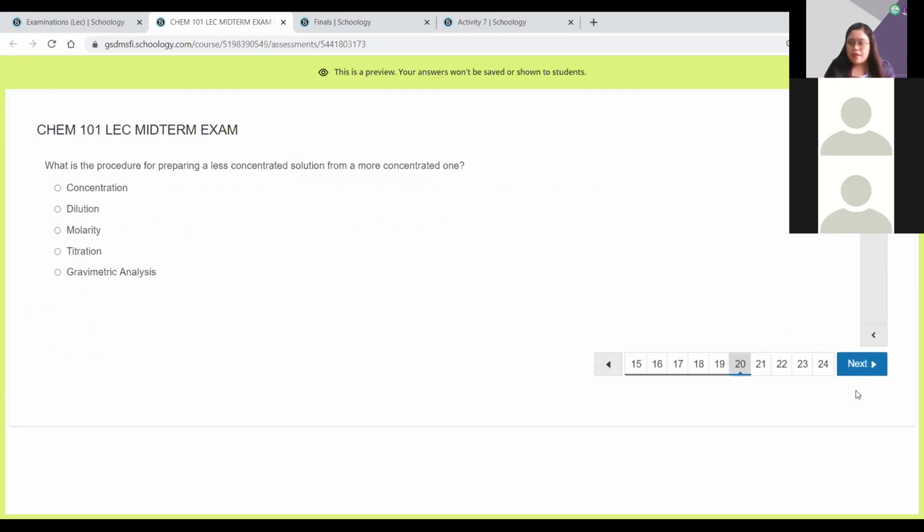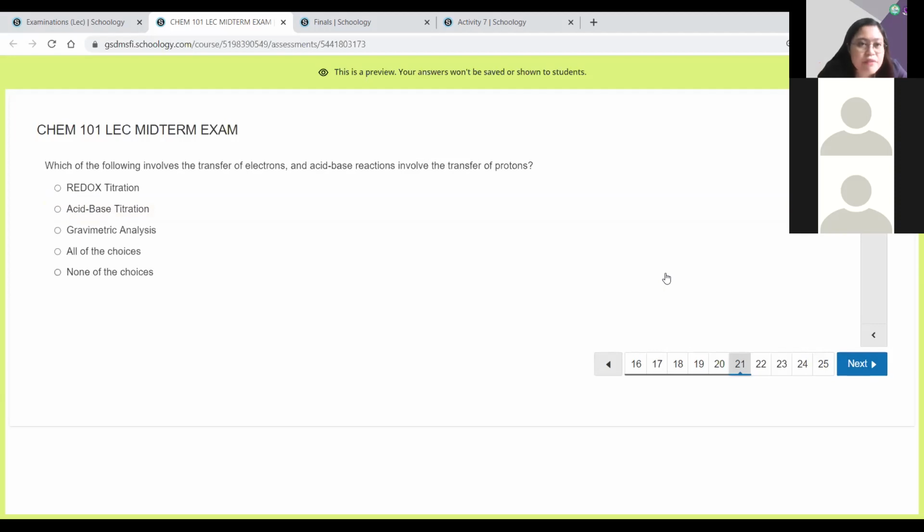Okay. Next, number 20. What is the procedure for preparing a less concentrated solution from a more concentrated one? This one is straightforward, dilution. When we prepare a diluted or less concentrated substance, the process is called dilution. Now, how about the next question?